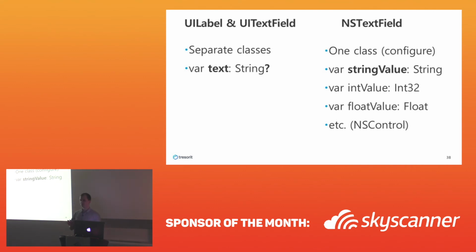It's heavily configurable. You don't do it in code. You do it in your Interface Builder files. And if you're looking for the text property, it's not there. You have the stringValue, and you cannot assign nil. It will crash. But it doesn't only have the stringValue. It has intValue, floatValue, and actually all these properties on the NSControl class. So you think it's the same, it's similar, but it's also very different.